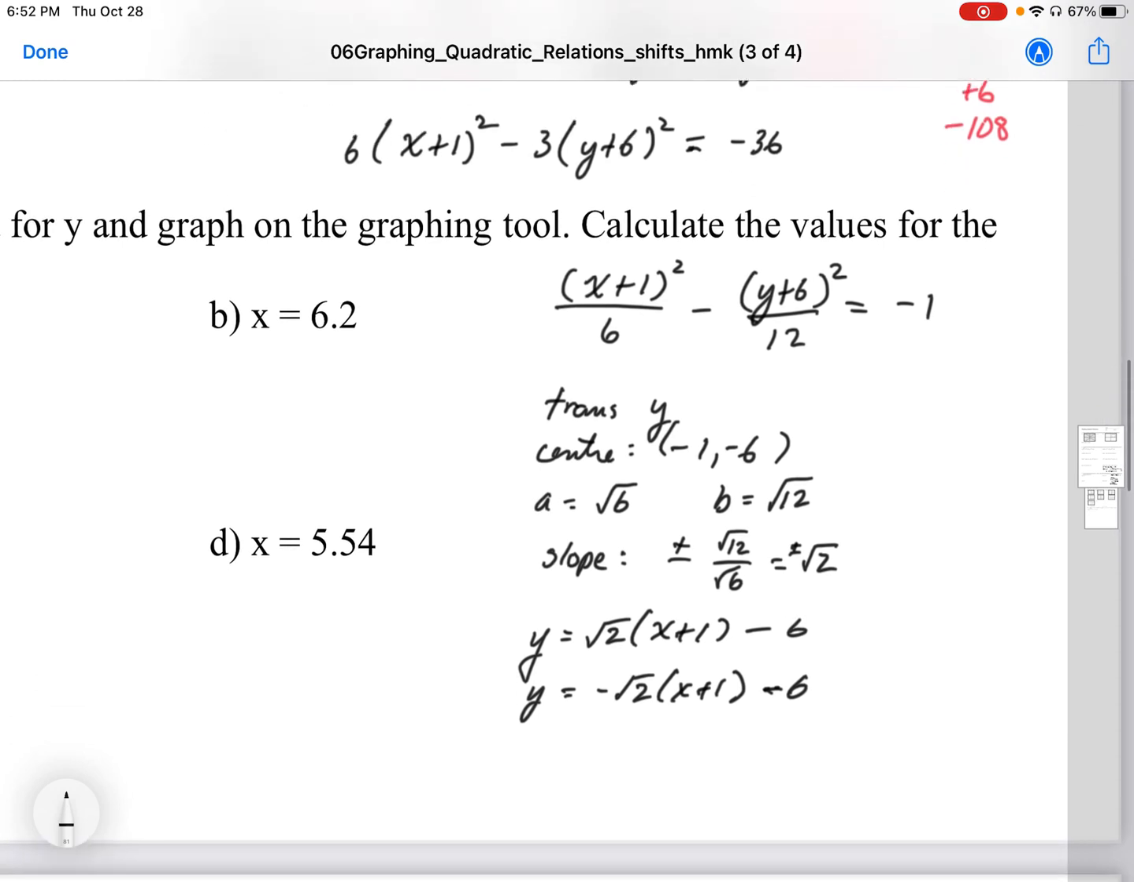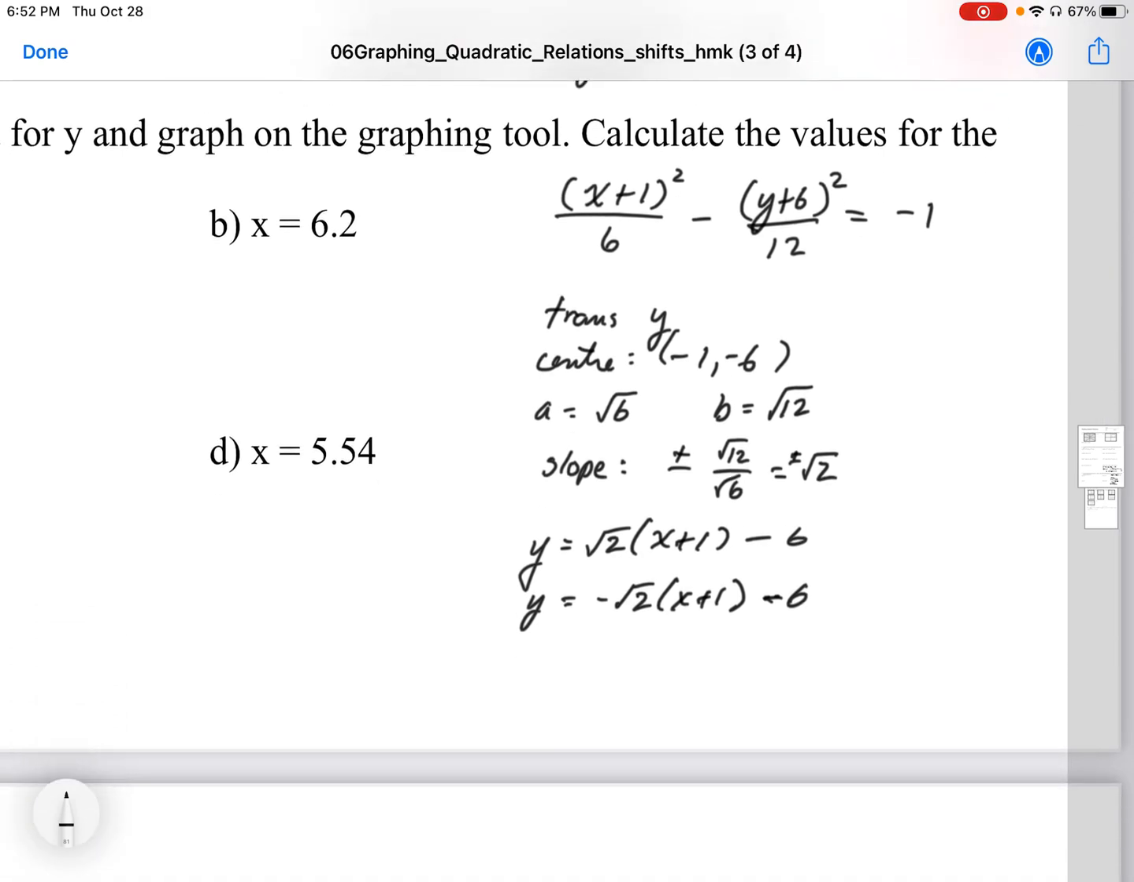Okay, and lastly, I'll just put the coordinates of the vertices. The vertices are going to be at -1, -6 minus root 12, and the other vertex is going to be -1, -6 plus root 12.